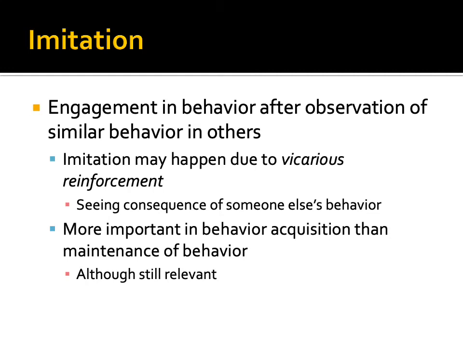Imitation is the final variable in social learning theory, right? This is engagement in behavior after observation of similar behavior in others. I see someone else do something, so I'm going to try and do it too. Kylie Jenner has big lips, so I'm going to suck on a Coke can or whatever it was that you had to do to get big lips, because people seem to like Kylie Jenner's big lips, right? Imitation basically happens due to vicarious reinforcement. So you see the consequences of someone else's behavior and say, I want those consequences too.